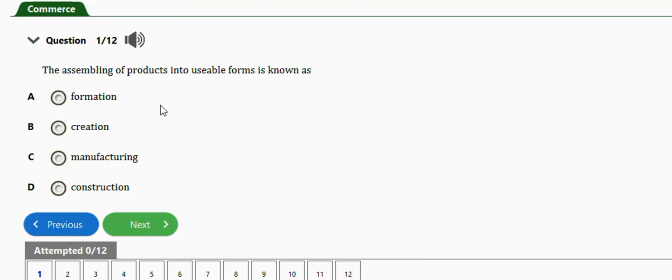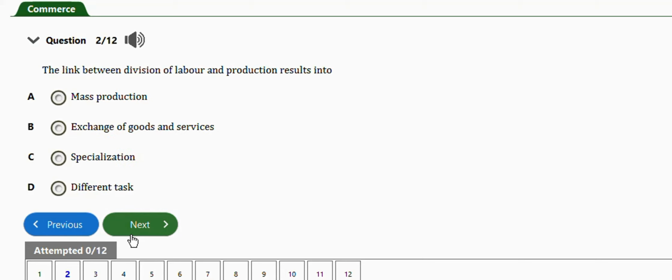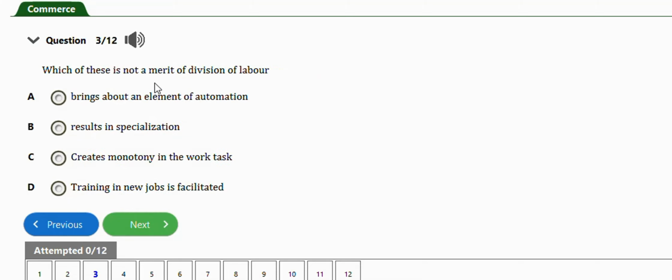We have formation and creation, manufacturing, construction. Right answer is option D, construction. Next question. In this one, it says the link between division of labor and production results into specialization. Option C. That's the right answer. Next question. Which of these is not a merit of division of labor?